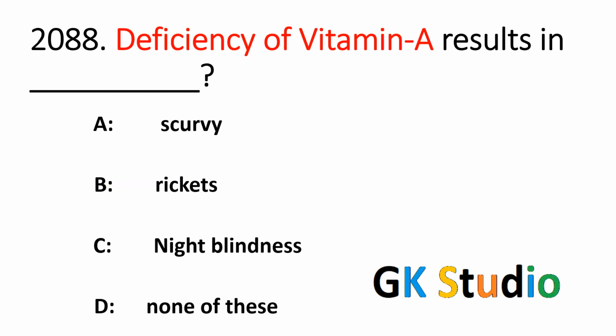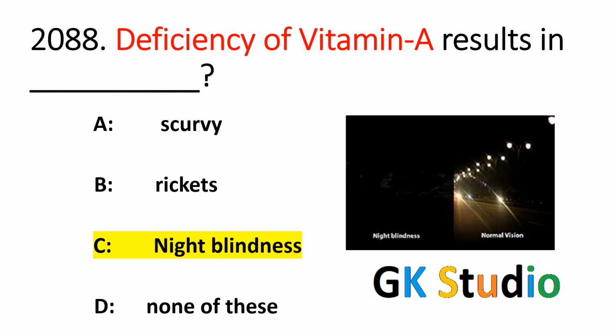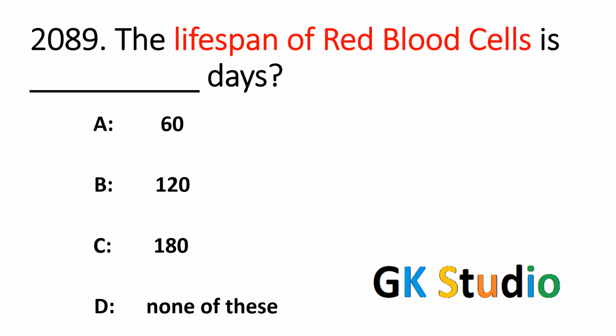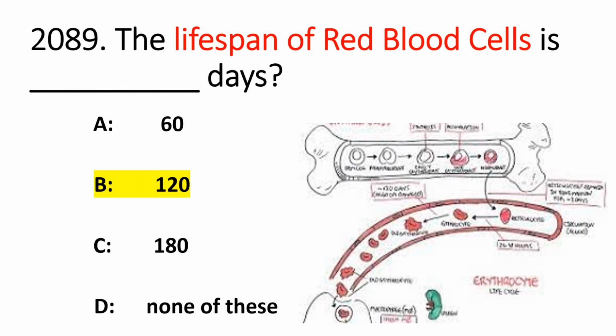Deficiency of vitamin A results in night blindness. In this disease, the patient cannot see clearly at night. The lifespan of a red blood cell is 20 days. Roughly, the lifespan of a red blood cell is 120 days.